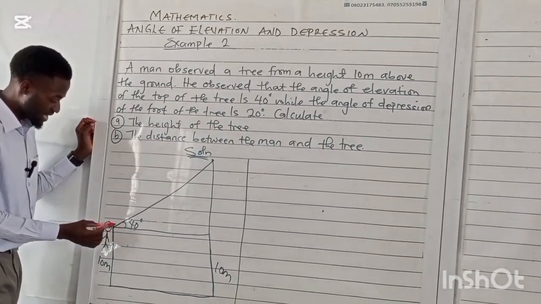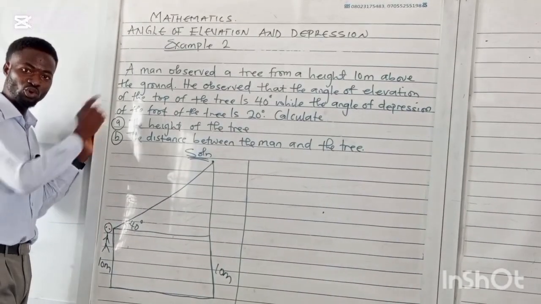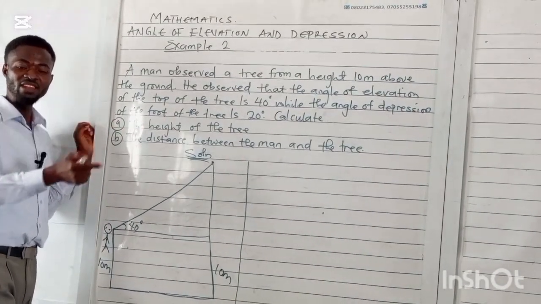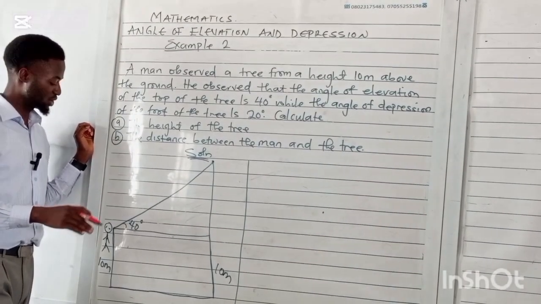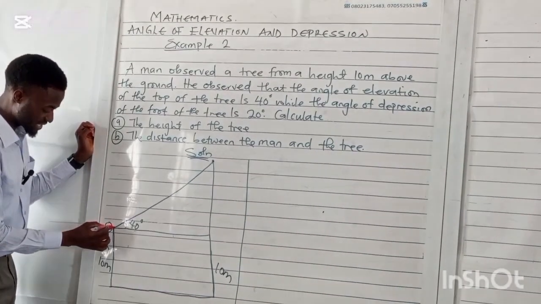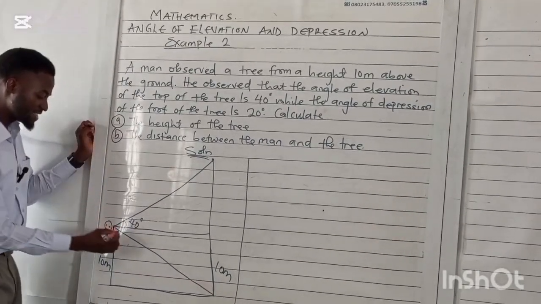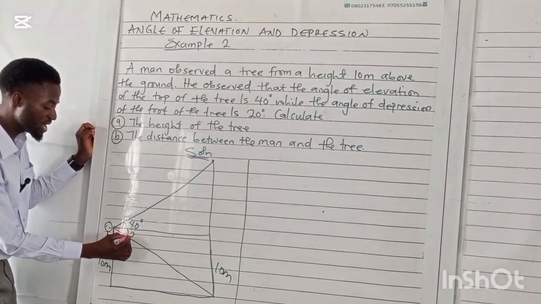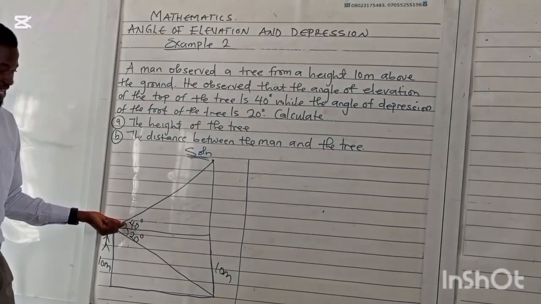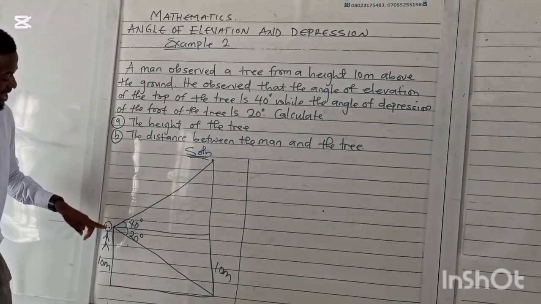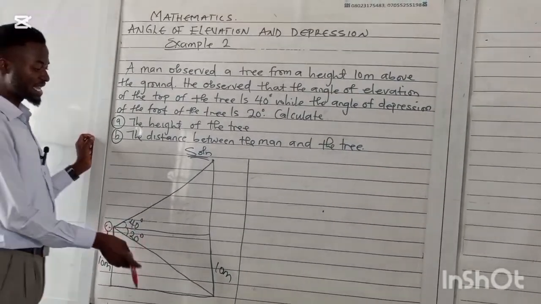From the introduction we have done, if you look up, it is the angle of elevation, and if you look down, it is the angle of depression. So if it's depression, we should have something like this. This is 20 degrees. Our angle of elevation here is 40 degrees, and our angle of depression here is 20 degrees.